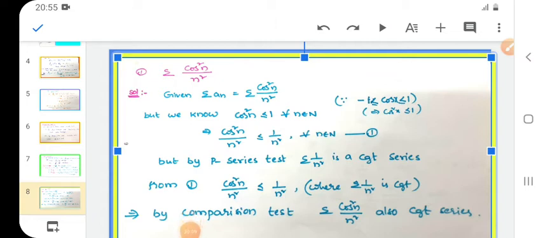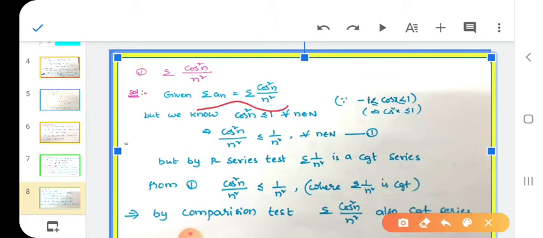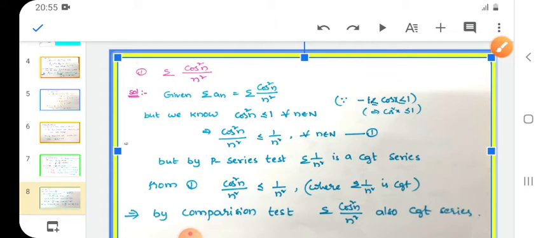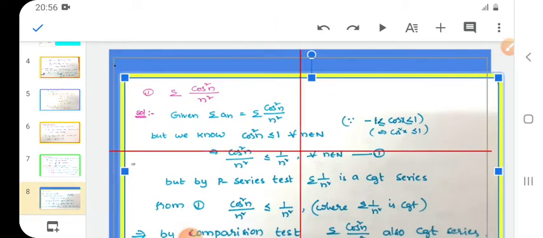Summation cos square n by n square. Given, let summation a_n equals summation cos square n by n square. This is our series. What is the value of cos x?